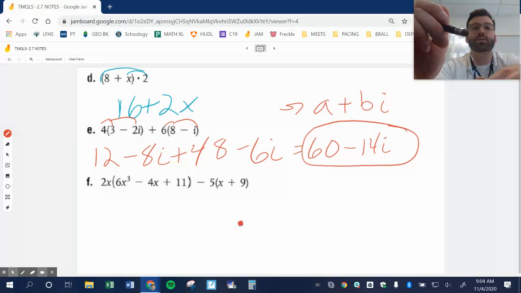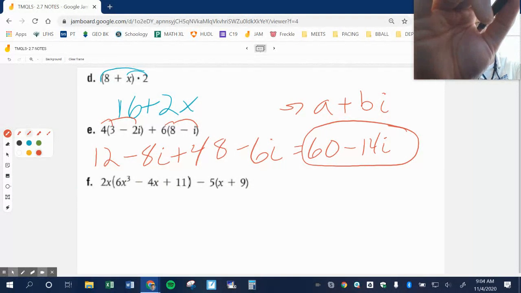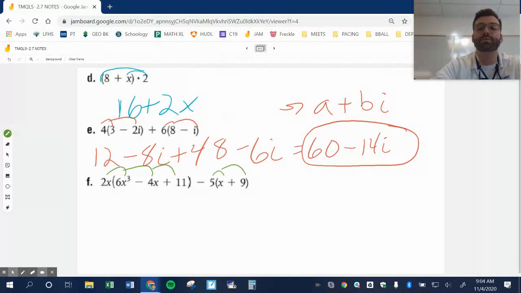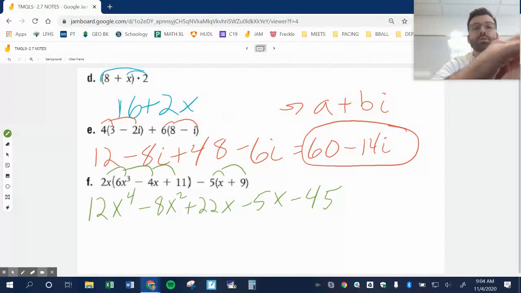Why don't you try distributing both of these? So distribute this 2x, and then distribute the negative 5, and see what happens. Go. Okay, so here's what I got.